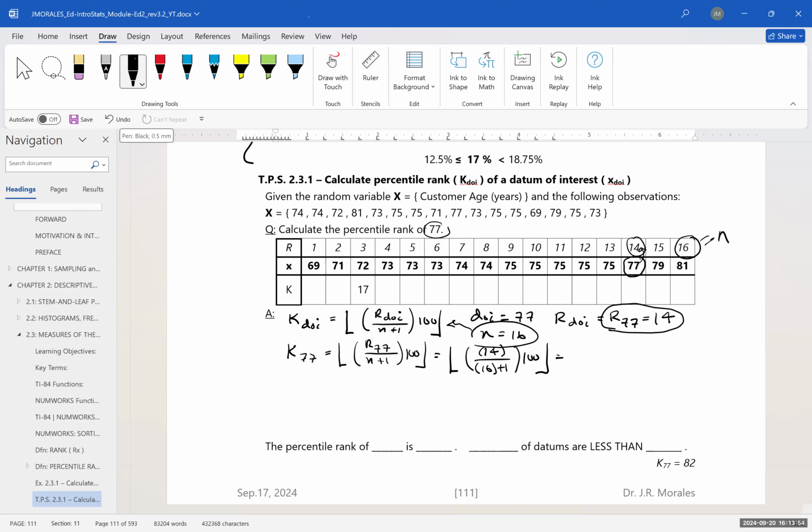And so when you put this into your calculator, you should get 82.35 and some more decimal places. And so this will round down to 82. So the percentile rank of 77 is equal to 82. So what this means, the percentile rank of 77 is 82, and that means 82% of the datums in the data set are less than 77. Let me know if you have any questions.